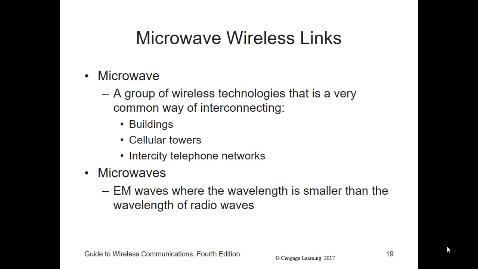So next is wireless links, and as we talked about at the beginning, microwave is a group of wireless technologies that, although not based on standards such as those from the IEEE, is a common way of interconnecting buildings, cell towers, intercity telephone networks, and so on. Now, microwaves are essentially EM waves, but microwave is not meant to imply that the wavelength is in the micrometer range. It is simply meant to suggest that the wavelength is smaller than the wavelength of a radio wave.